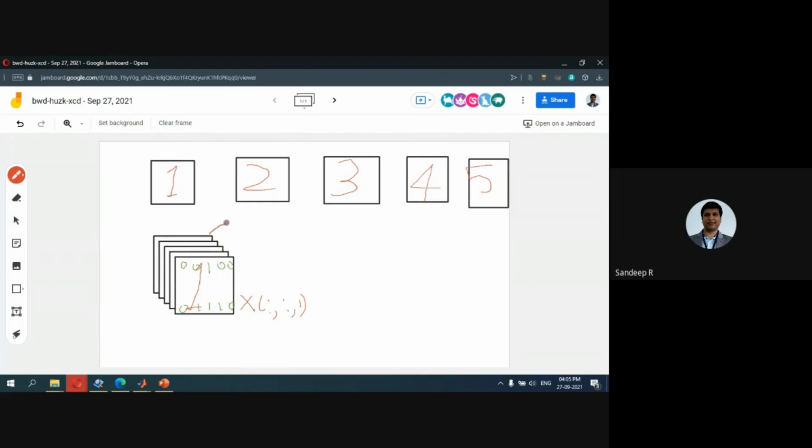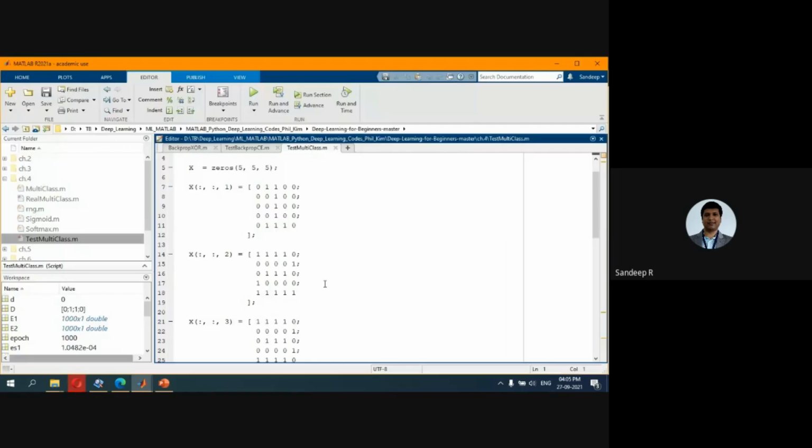The last one is the x of colon, and colon comma, okay, it's not semicolon, colon comma and 5. What will this be? This will be having 5 matrix in terms of matrix. So we have written that.